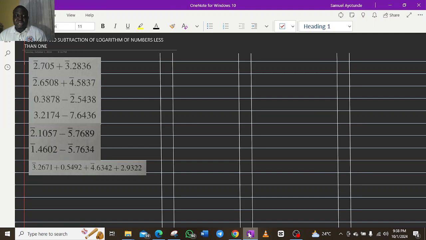In our last class, we treated how to find the logarithm of numbers. So we found the logarithm of numbers using a logarithm table. Now we're moving ahead to talk about numbers less than 1. So today we're carrying out the 4 basic operations for numbers less than 1. We want to do addition, subtraction, multiplication and division of logarithm of numbers less than 1.